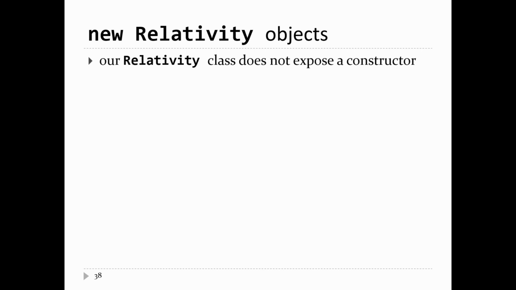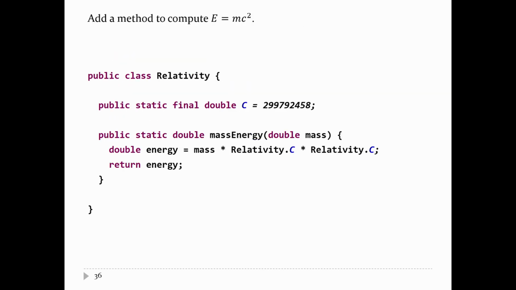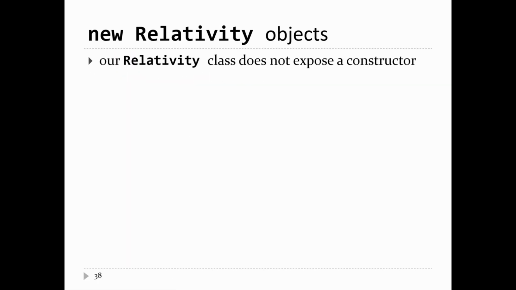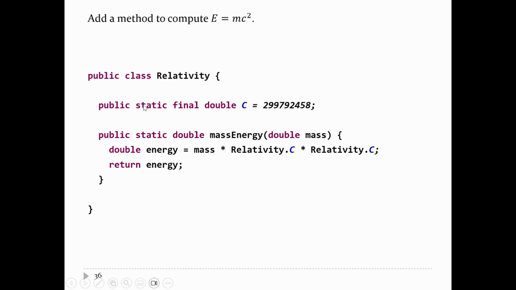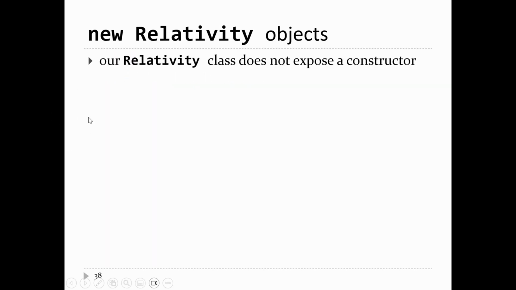Okay, so that was pretty simple. Class, static field, static method. Nothing new. There's only one hitch. Our class doesn't expose a constructor. No constructor. Unfortunately, you can write that. And why can you write that? It's because the compiler makes up a constructor for you.